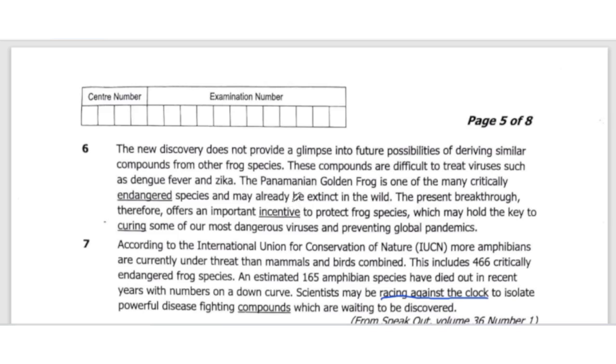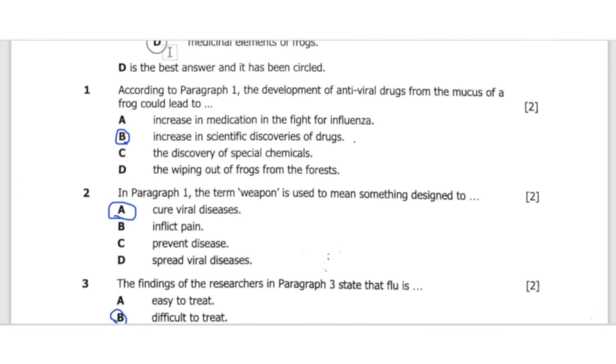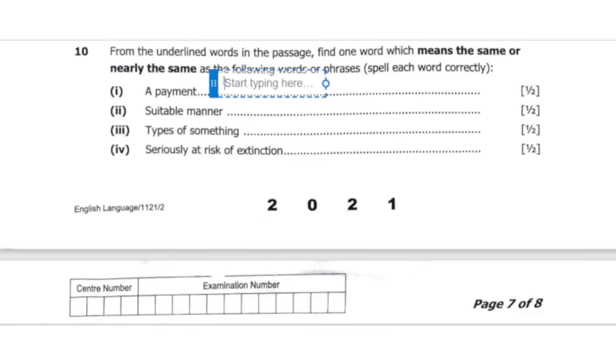So if someone tells you we're going somewhere and there are some incentives, that means there will be something like getting paid for whatever you're going to do. So incentives means payment. So that's the one I'm going to write down. I'm going to write that word incentive on 10-1. Incentive, that is payment.